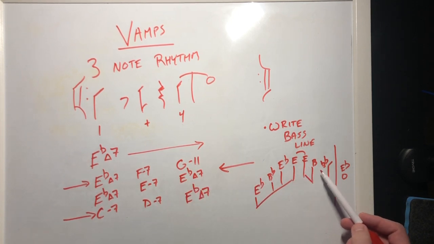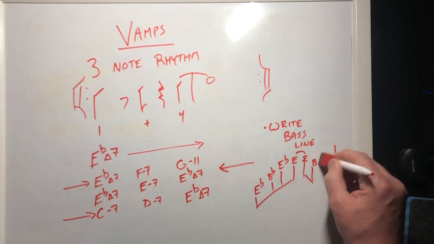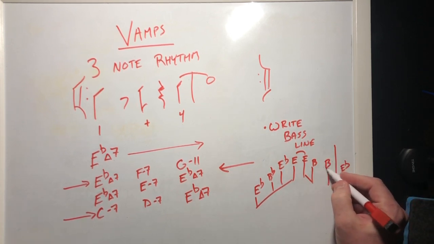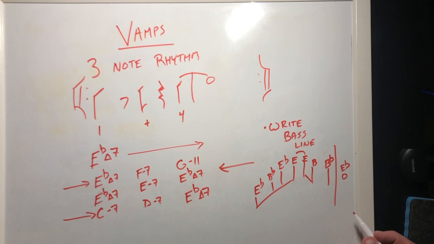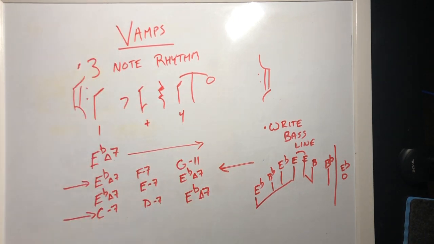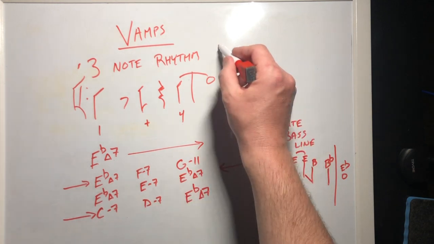Again, now that you have a basic idea of what this vamp rhythm might look like, there's plenty of room to be creative and take different ideas. The first, of course, is coming up with a rhythm that maybe uses fewer or more notes. You can come up with a 2-note rhythm, a 4-note rhythm, a 5-note rhythm.